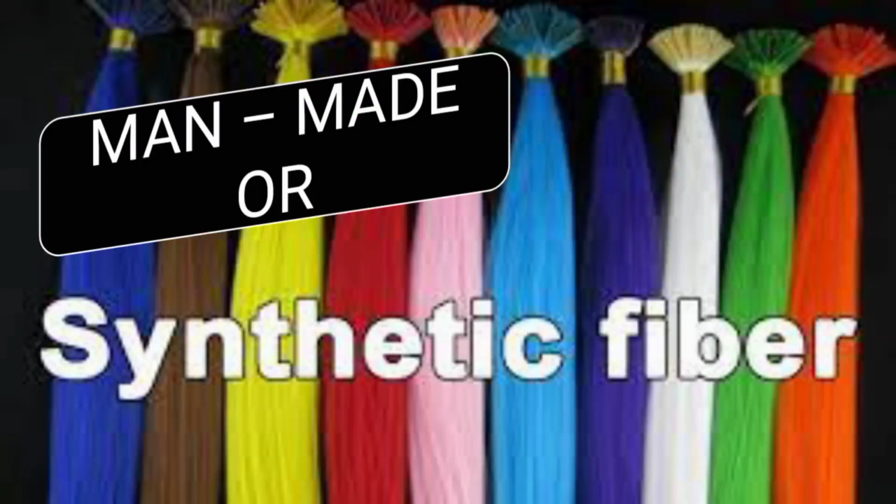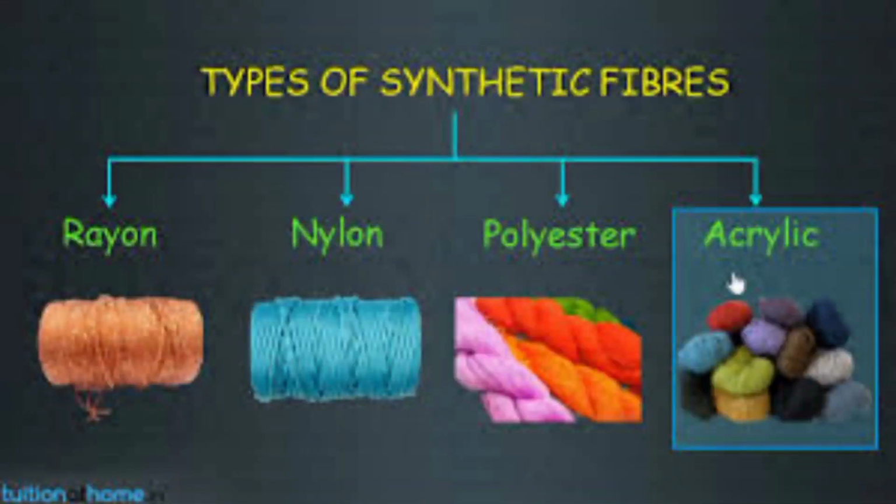That will bring us to man-made or synthetic fibers, the ones that man uses his own God-given hands to produce. Types of synthetic fiber: we have the rayon, viscose rayon, we have the nylon, we have the polyester, we have the acetate, and we have acrylic.